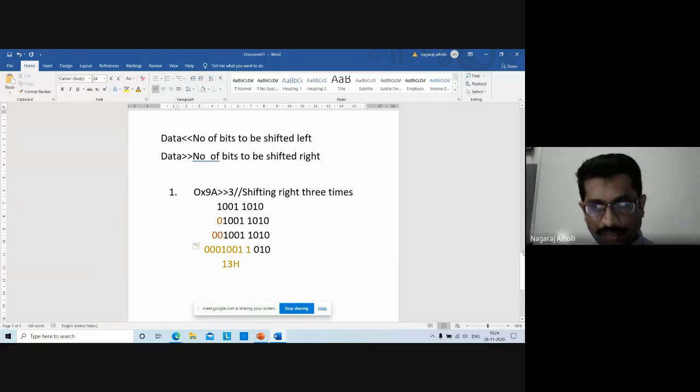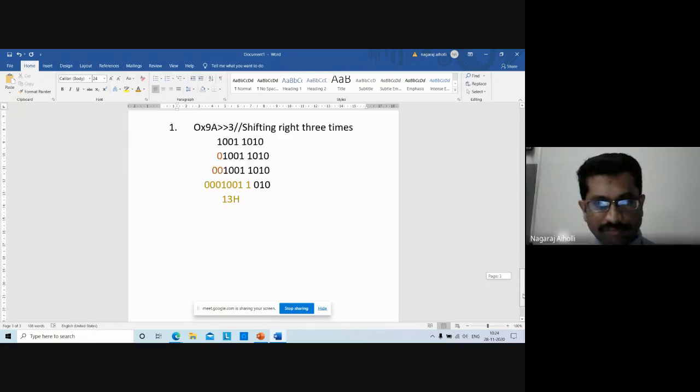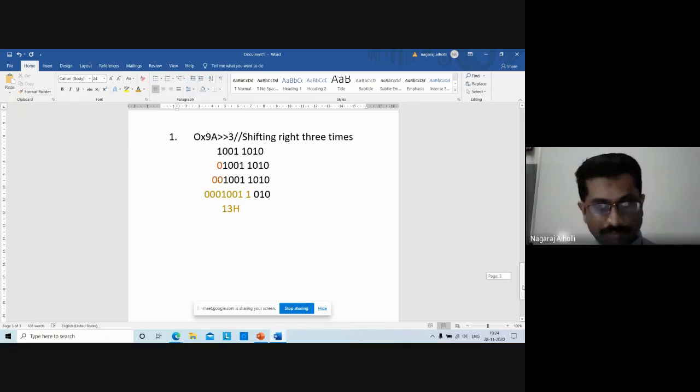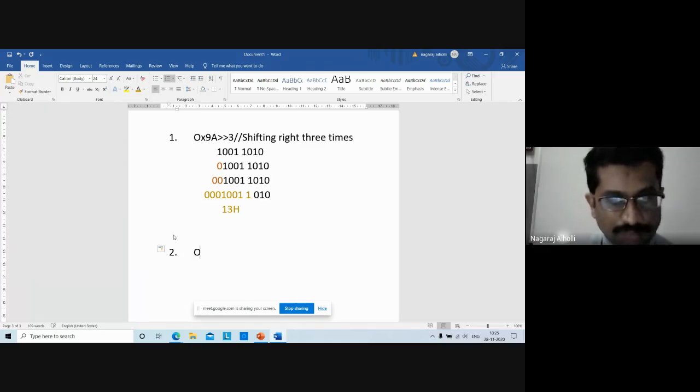Okay, fine. Similarly, we'll take one more example for the left shift. By this time you understood the meaning of shifting. Shifting means inserting the bits.